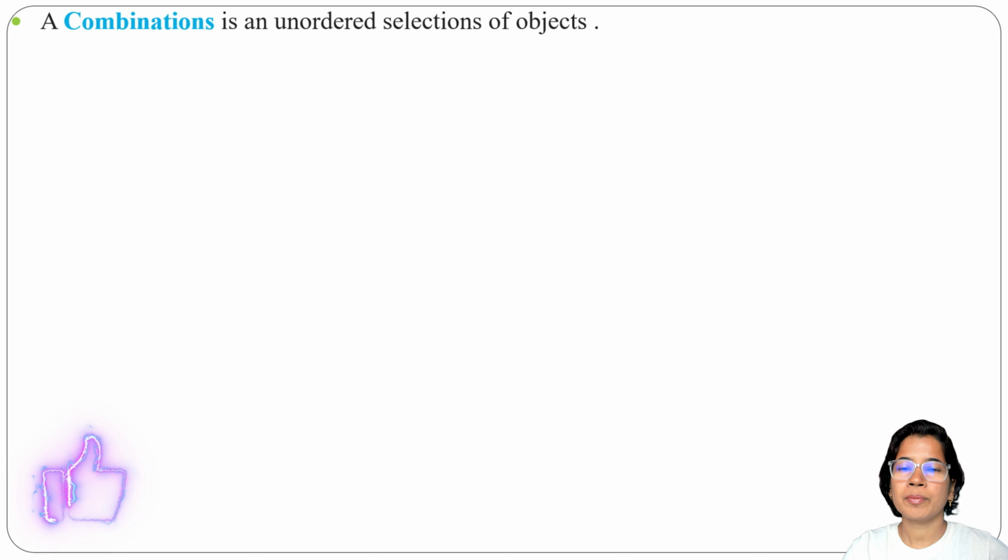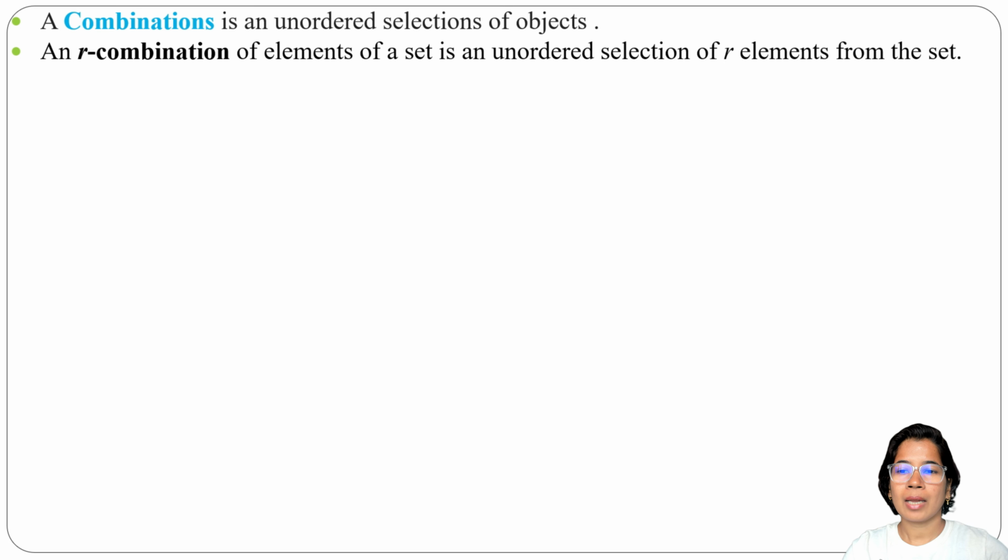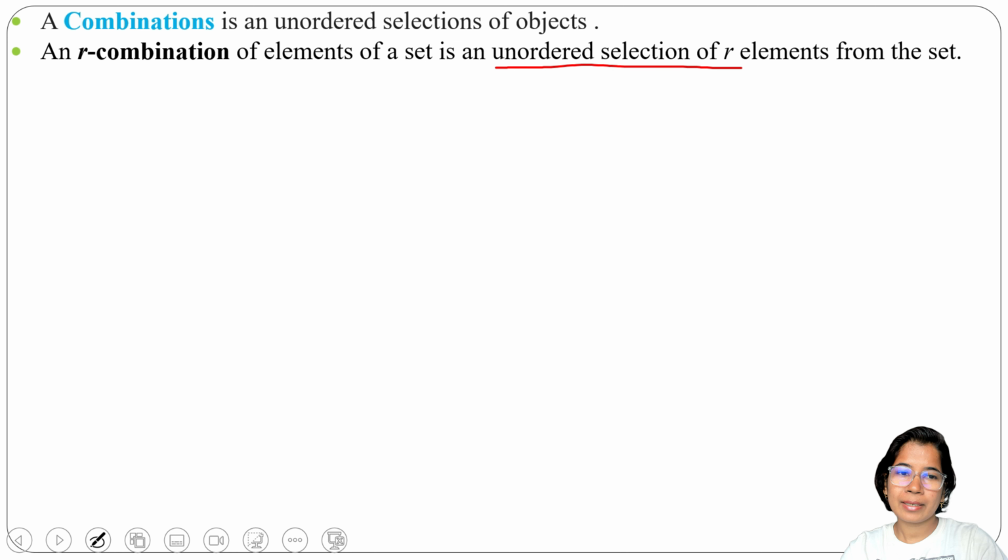First, permutation. Permutation is an ordered arrangement of objects, whereas combination is an unordered selection of objects. So mark the difference: permutation is ordered, whereas combination is unordered. Order doesn't matter in the case of combination. An r-combination of elements of a set is an unordered selection of r elements from the set. So we are selecting r elements from this set where order doesn't matter.